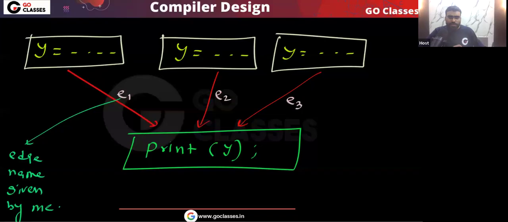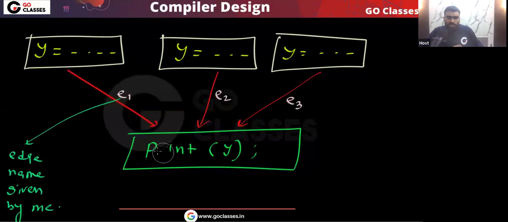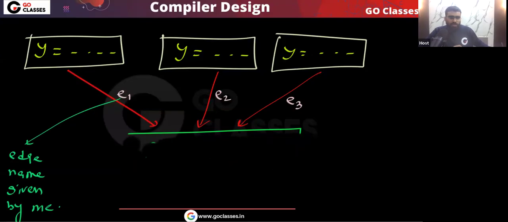What you basically need to do, let me tell you. Instead of printing y, you can do this. First, you can use a phi function.